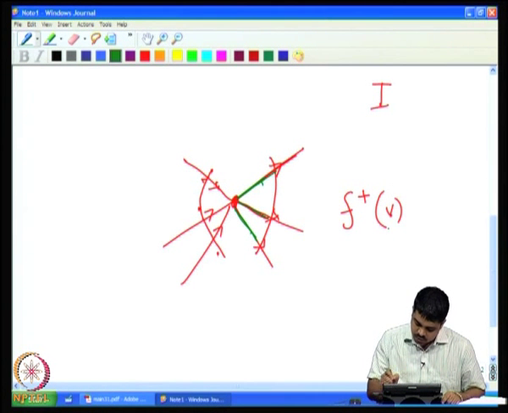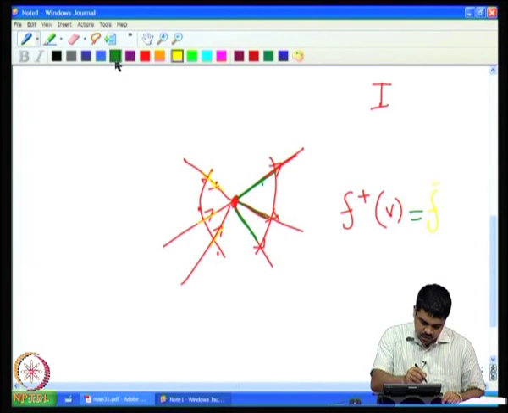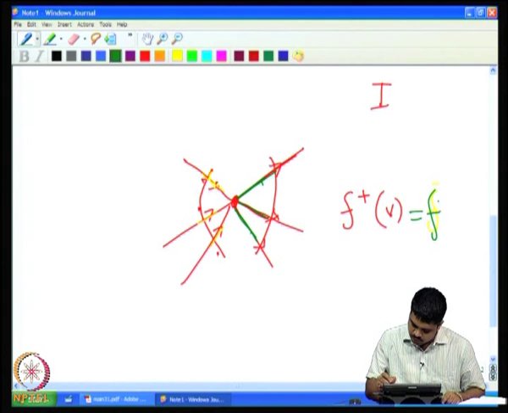This should be equal to this one. So, for instance, these are the incoming edges. When you sum up this, that is f minus of e.